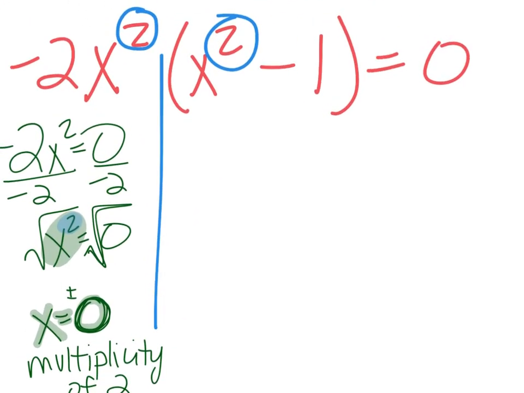Okay, so let's go ahead and solve this other side. So x squared minus 1 equals 0. Add the 1.